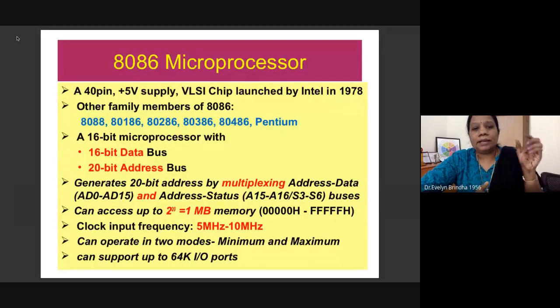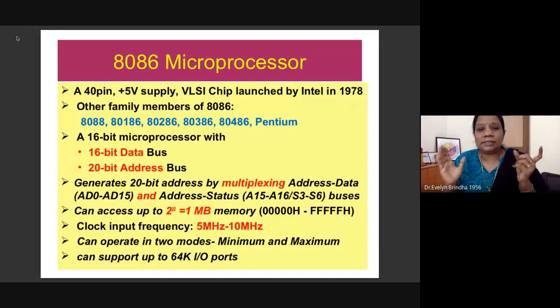Why? Because when I say 8-bit processor, the meaning is my processor will be able to handle 8-bit data. Handling 8-bit data means transferring, processing, storing and manipulating 8-bit data. Anything can be done, only the maximum size is 8-bit data. That's why it's called an 8-bit microprocessor. When I call a processor a 16-bit microprocessor, I'm able to do all this processing with 16-bit data. So naturally, my data bus size should be 16-bit.